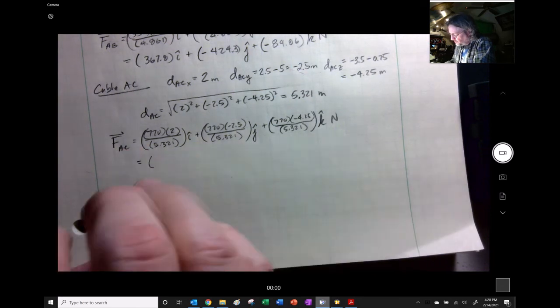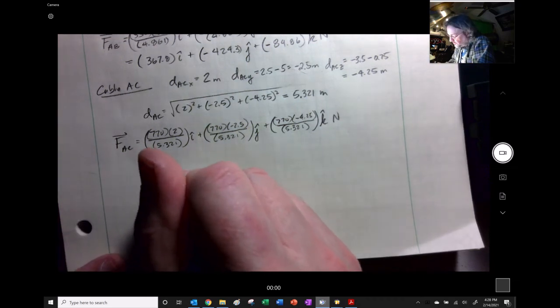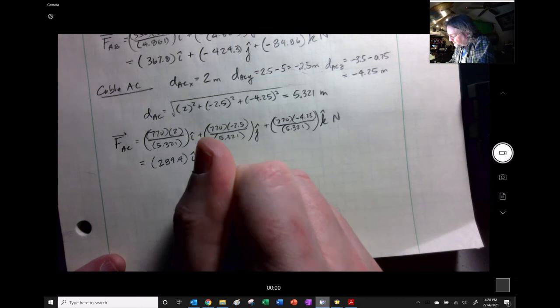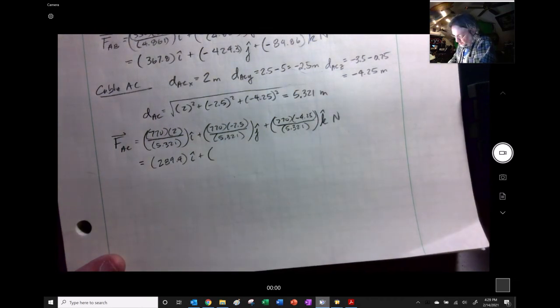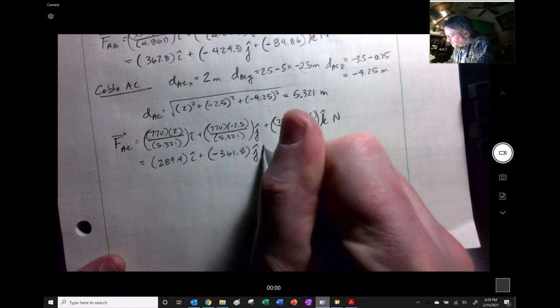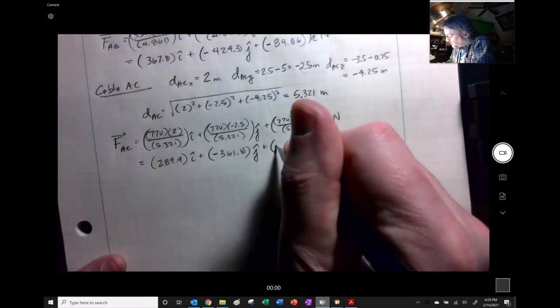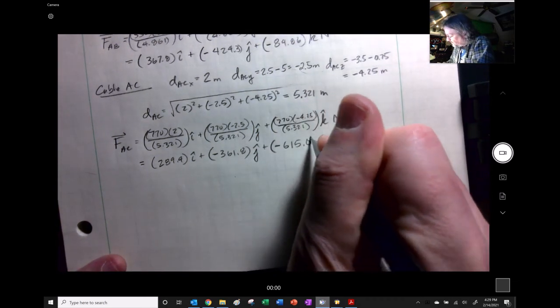So the answer here, 770 times 2 over 5.321, 289.4 i. 770 times 2.5 over 5.321, we get negative 361.8 j, and 770 times 4.25, that's negative, you gotta remember that, over 5.321, so we should get a negative 615 k, right?